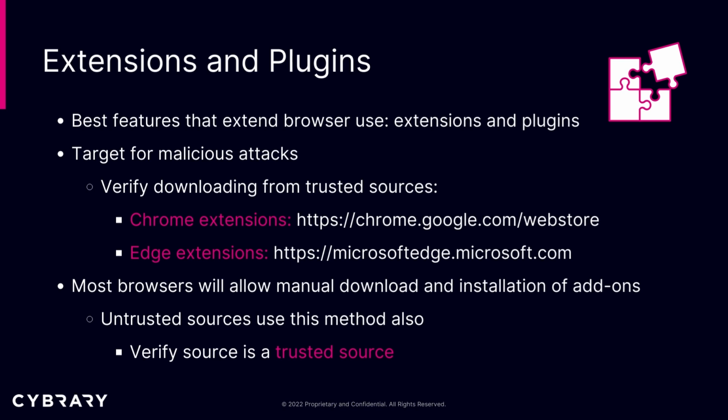For Chrome extensions, you can download from the chrome.google.com/web store. Edge extensions can be downloaded from microsoftedge.microsoft.com. Most browsers will allow a manual download and installation of their add-ins or extensions. Untrusted sources use this method also, but again, you want to verify that it is a trusted source.